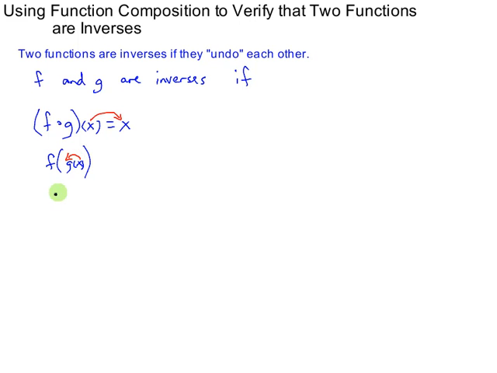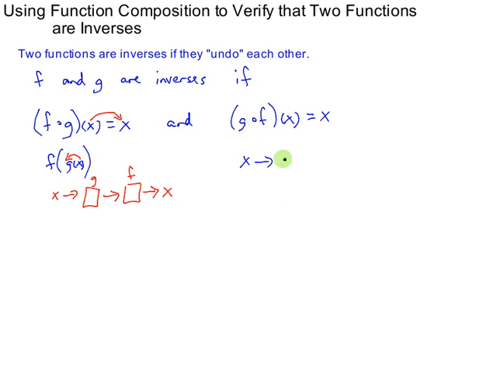So x is going to go through the g machine, and then it's going to go through the f machine, and the f machine should undo everything the g machine does to give us back x. Okay? So that's no problem. But it doesn't just work one way, it has to work the other way also. We have to look at g of f of x, and that should also equal x. So x is going to go to the f machine, and then the g machine is going to undo everything that we did here to give us back the original input x.